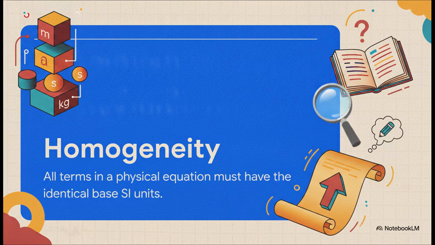Now, what's really interesting here is the definition of homogeneity. Homogeneity is the principle that all terms in a physical equation must have the identical base SI units. But here is a critical examiner alert straight from the Cambridge Principal Examiner reports. Listen to this. Candidates consistently confuse key terminology. Examiners explicitly warn that students mix up base quantities with derived units, or they completely misunderstand how homogeneity actually applies to a multi-term equation. So the golden rule here, always define your terms before using them in extended responses.